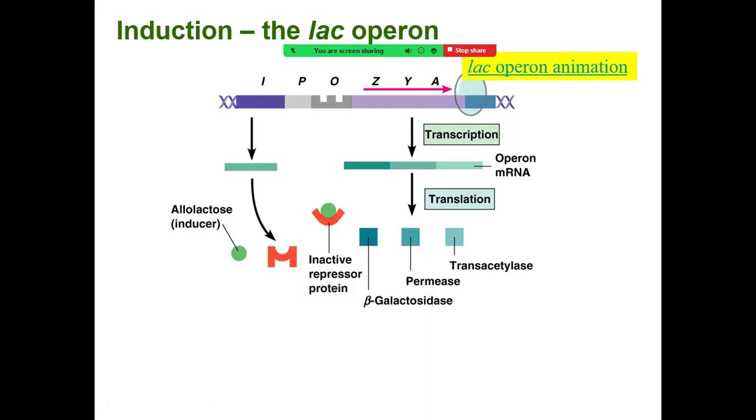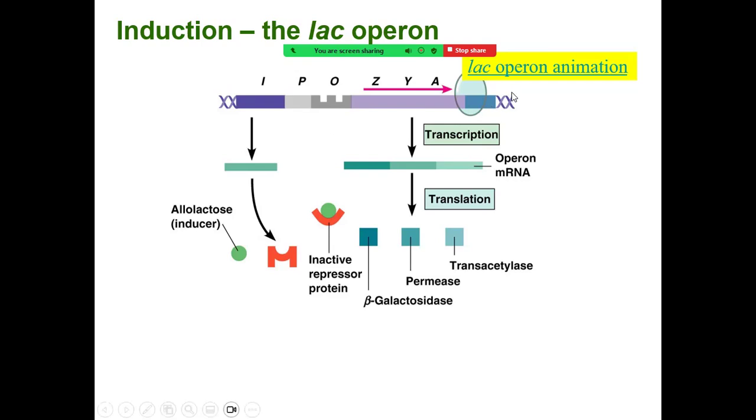Whenever the sugar lactose is around, we have the sugar allolactose around. Allolactose is an isomer of lactose. That means one is a left-handed molecule, the other is the same molecule, but it is right-handed. Hopefully you guys remember from your preliminary course what an isomer is. The point is, whenever the sugar lactose is around, allolactose will be around. Allolactose is the inducer. It will bind to the repressor protein and inactivate it. If the repressor protein is inactivated, it will not bind to the operator.